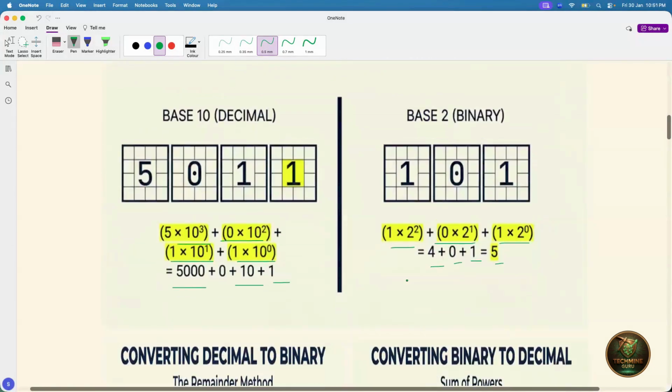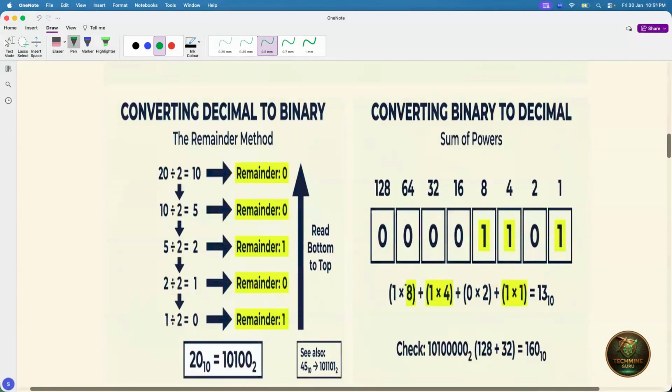So how do we convert this? To convert decimal to binary, we use the remainder method. And for converting binary to decimal, we will use the sum of powers. Suppose 20 is given in base 10 and you have to convert it into binary, then you will keep on dividing by 2 until you get the result 0, right?